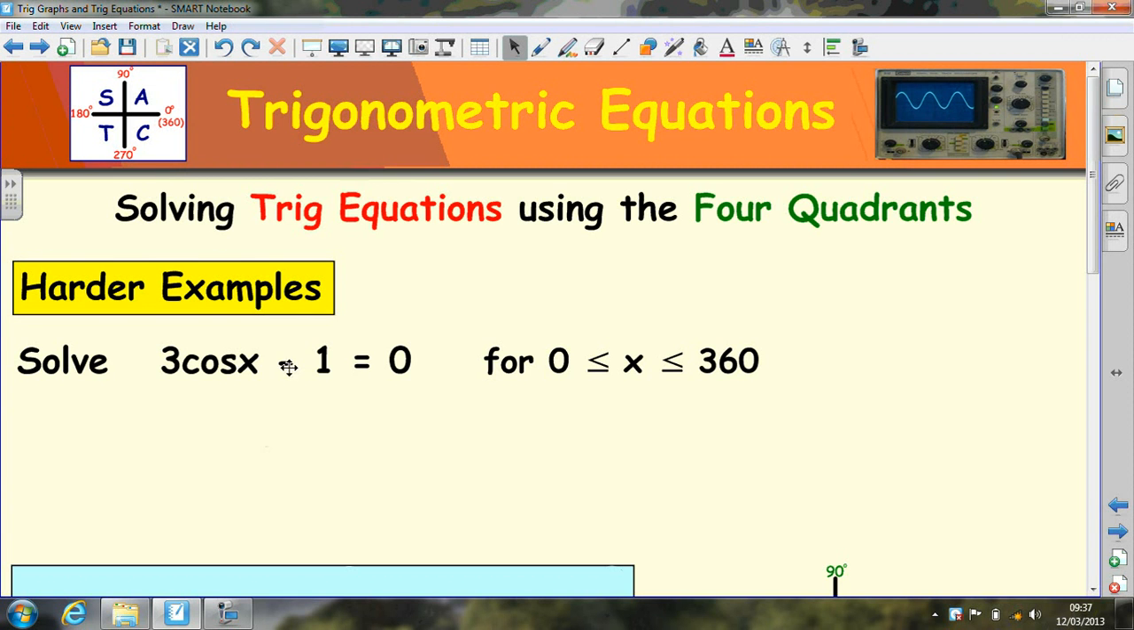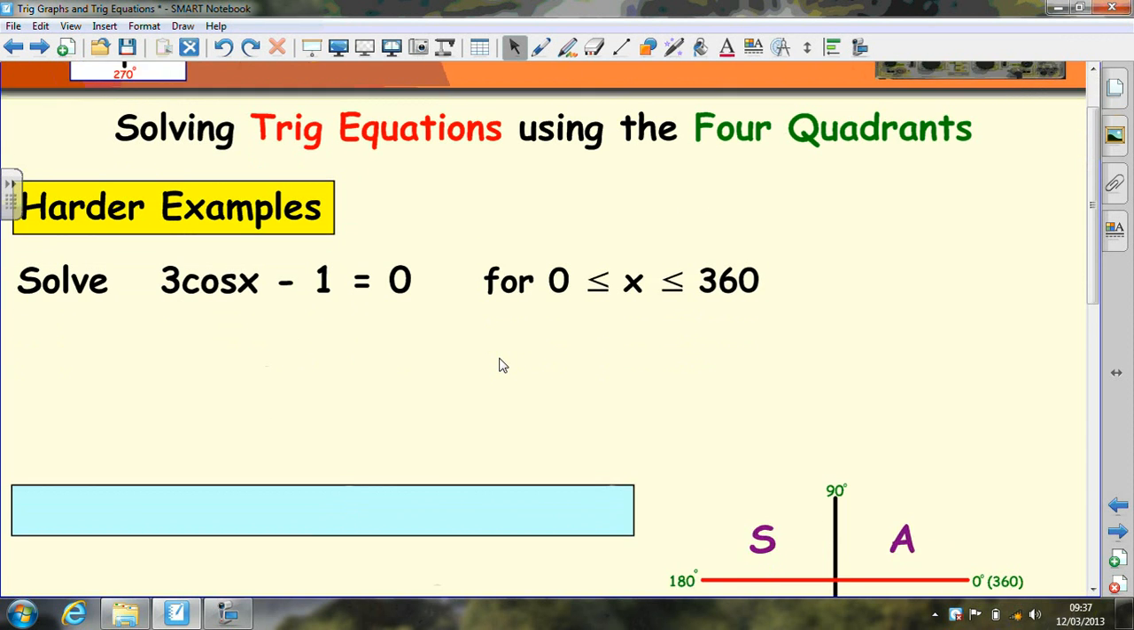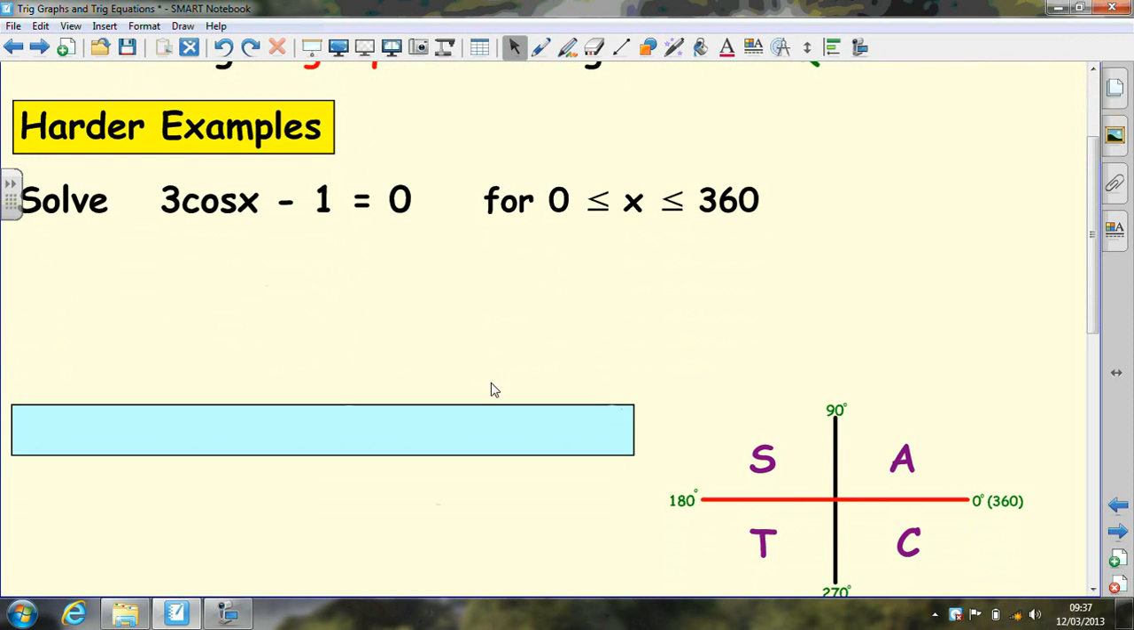Solve 3 cos x take away 1 equals 0 between 0 and 360 degrees. And from now on in these examples we're going to use our all sine tan cos to help us instead of drawing out the graphs. So the first thing we have to do with this equation here is rearrange it to get cos x equals. Once we get that, we just do exactly the same as we did in the previous examples.